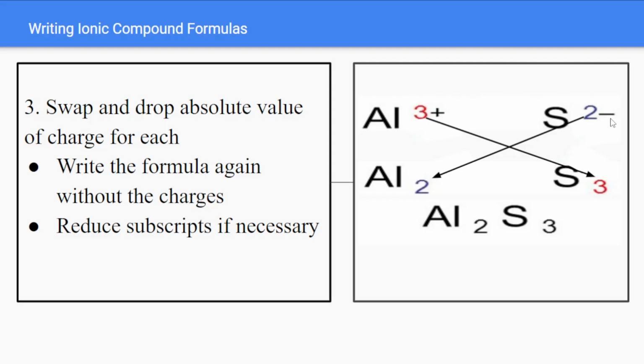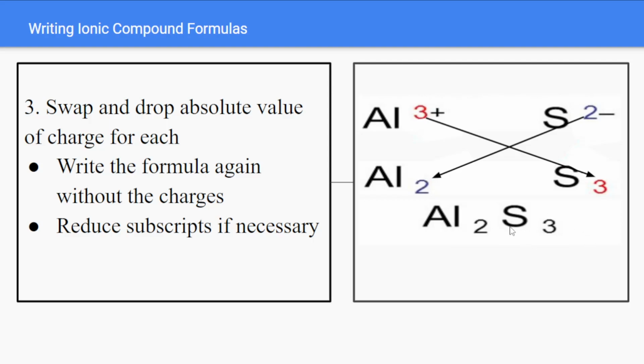Then we do the same thing with the anion. We take the charge, just the number. We don't care about the positive. We don't care about the negative. We only look at the number. And we write that 2 down here with the cation. You swap it to the other ion, and then you drop it to the subscript. And then you make sure that you write it nice and neat, Al2S3. That means 2 aluminums, 3 sulfides.